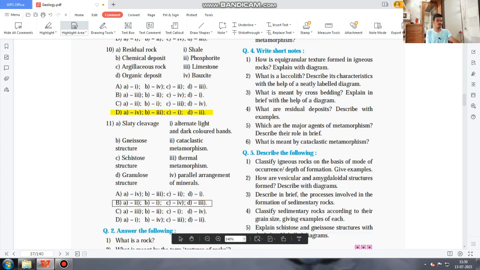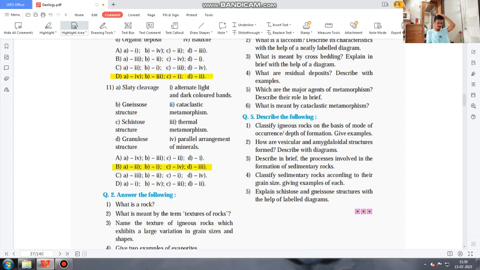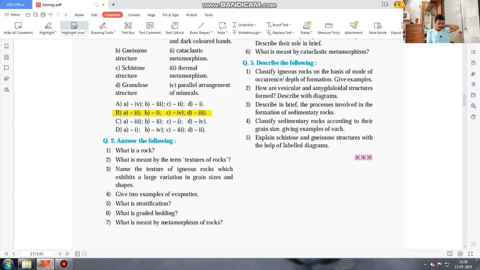So what is a rock? I told you in the starting only. What is meant by the textures of rocks? Next is name the texture of igneous rocks which exhibit a large variation in grain size and shapes. Equigranular and inequigranular. Give 2 examples of evaporites. You can write it in your book. Evaporites are calcite and gypsum.